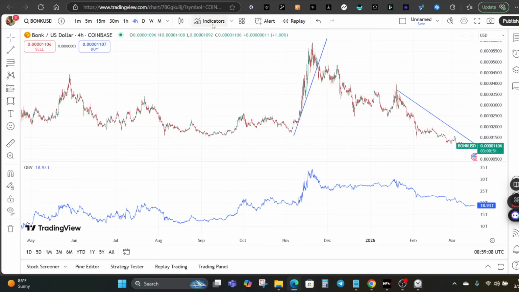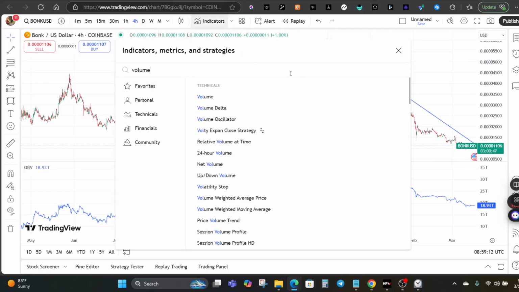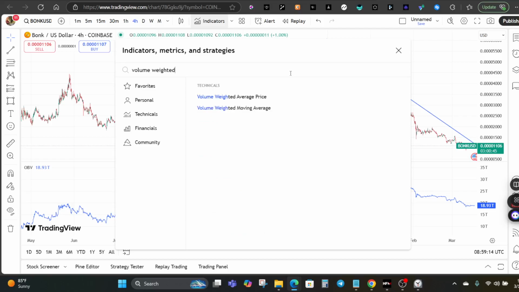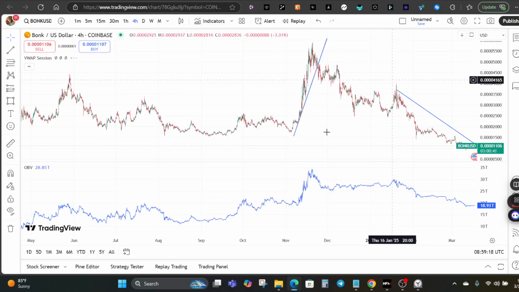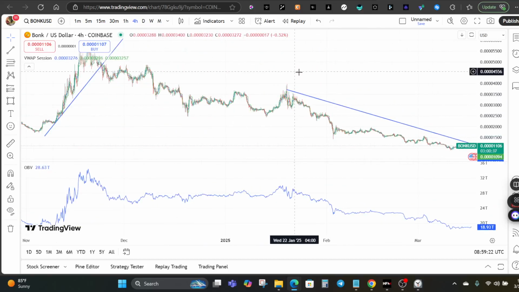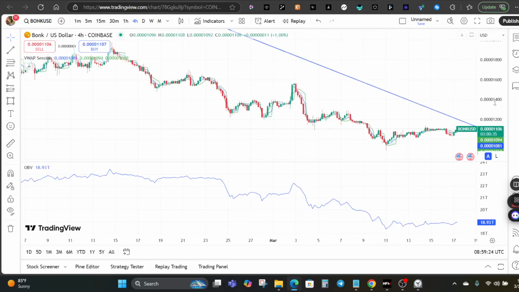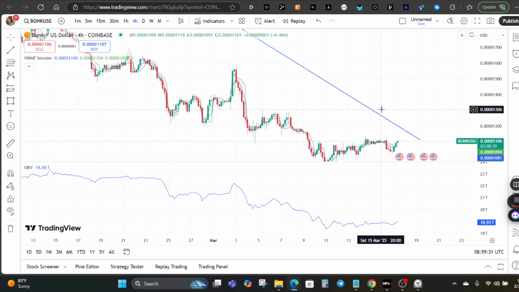Now, the next indicator we're going to be looking at is the VWAP, right? The volume weighted average price, the VWAP. Okay, it has been added to the chart. Now, this is a key indicator for institutional traders. It helps determine if price is trading above or below the fair value based on volume.